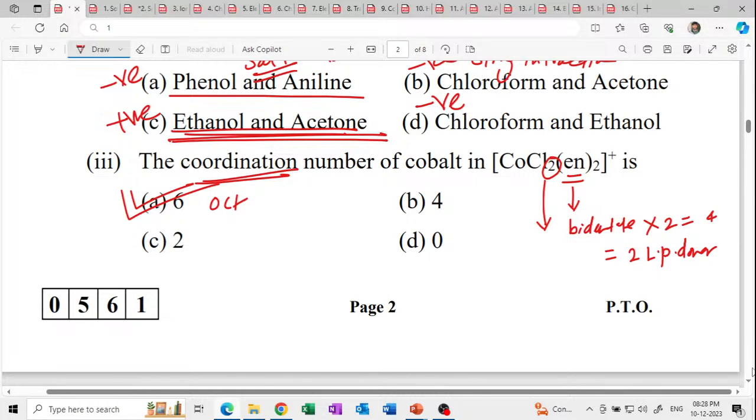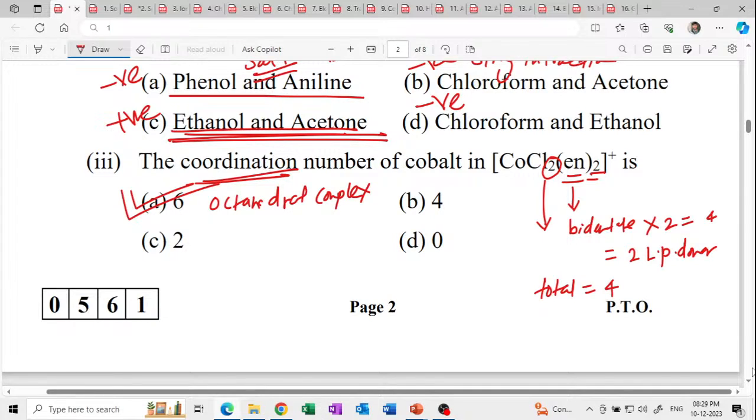Octahedral complex. Get it even? Because ethylene diamine each donates the 2 electron pair, so there is a 2. That's why it stands for the 4. Total 4 electron pairs or lone pairs.